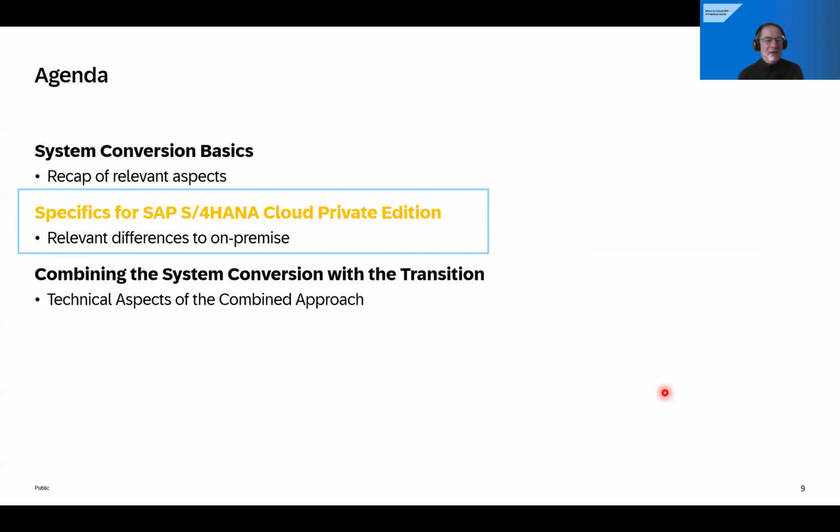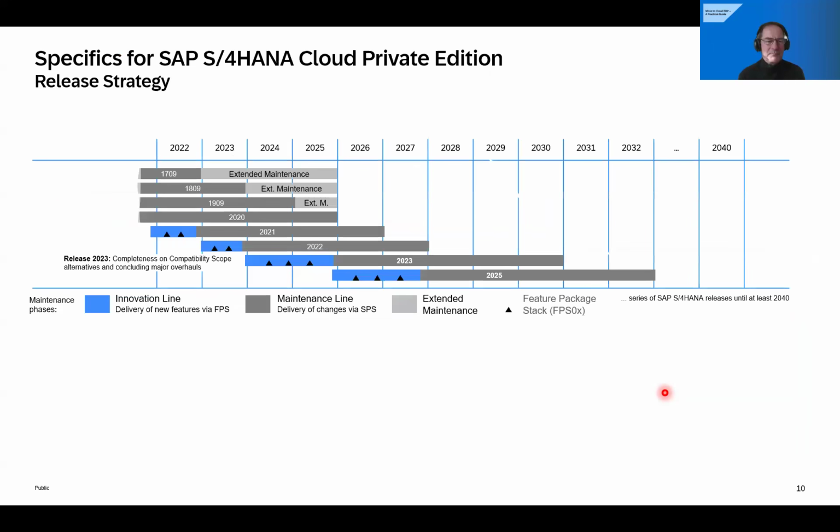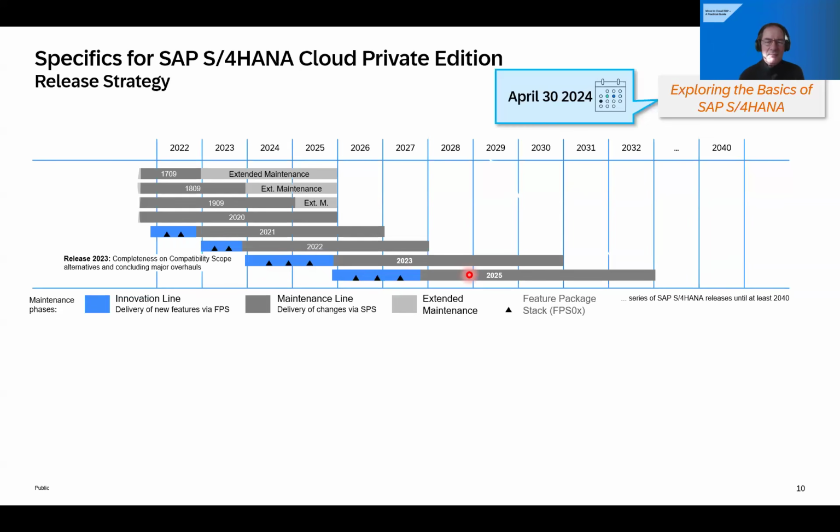Second part, relevant differences to on-premise. That is, first of all, we do have a release strategy. Nothing new for you. You know, we have currently SAP S/4HANA 2023. There will be 3 feature package stacks. We have delivered feature package stack 2 as I speak a few weeks ago. And the next big release will be 2025. So that is the same.